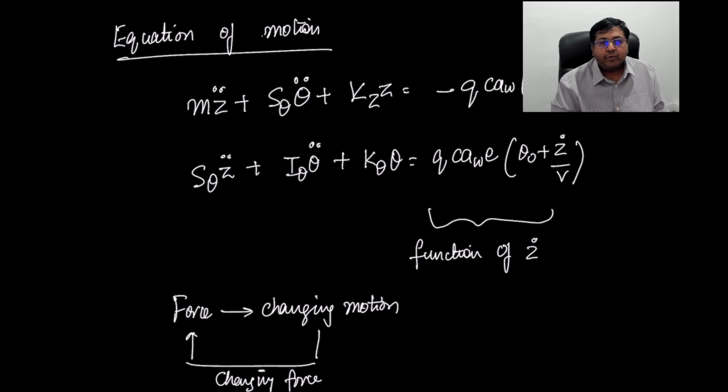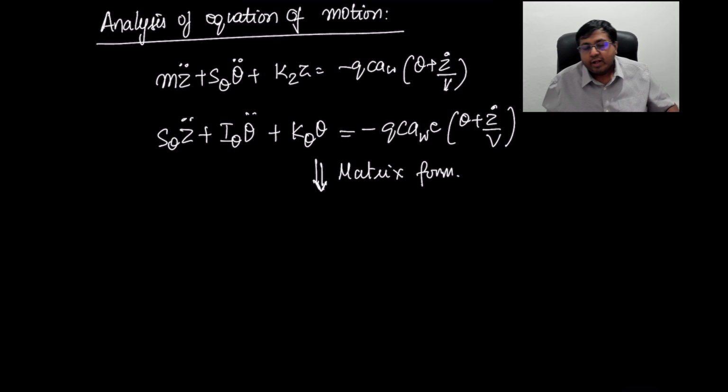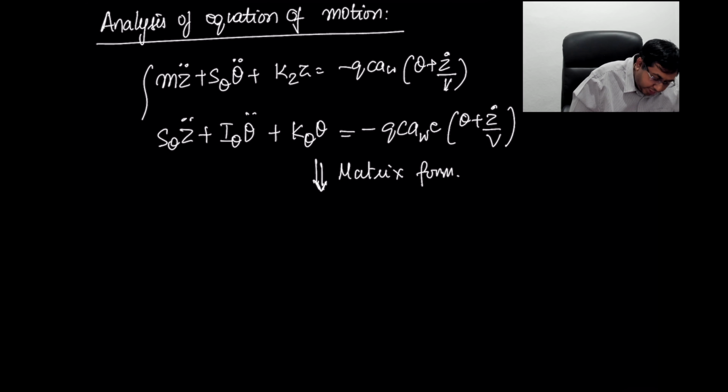Okay, so we'll try to put all of these things together into a matrix form and see how we can solve this equation of motion. And what does this equation of motion mean? Now, coming back to it, let's start to write this equation of motion. This is our original equation of motion that we have.